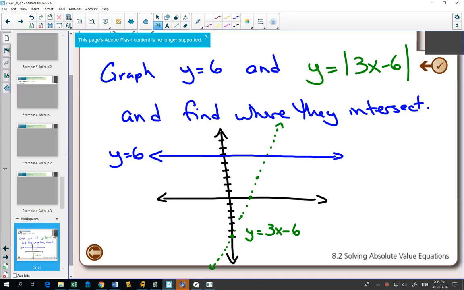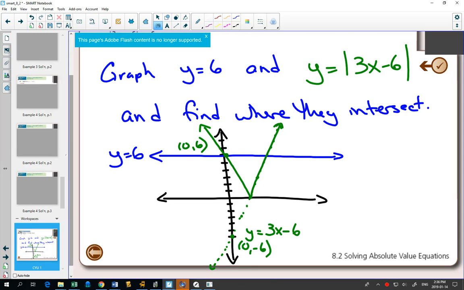What does the absolute value do to this graph? It takes whatever's negative and makes it positive, and keeps whatever's positive the same. So if I was graphing the absolute value of this, this part would stay positive, and this part where the graph is negative would get reflected up like this. So on 3x minus 6, we have (0, negative 6), but on the absolute value, we have (0, positive 6).